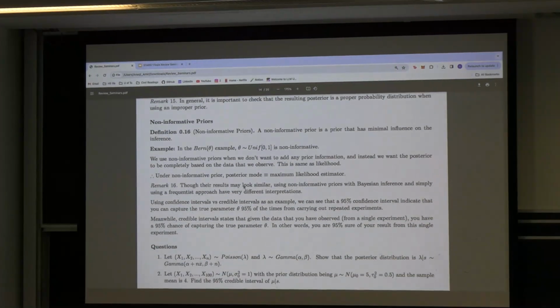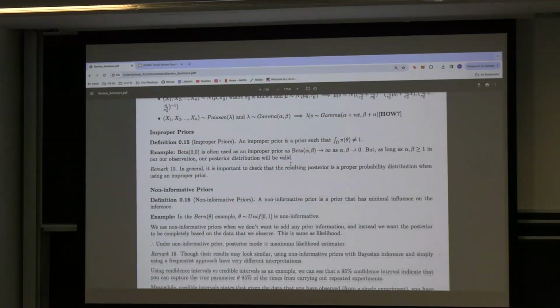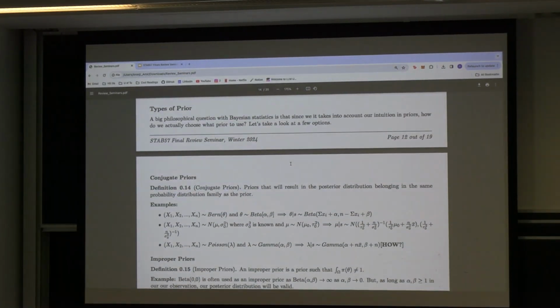And then the final type is a non-informative prior, which is basically a prior that has minimal influence. For example, in our height example, making theta follow a uniform distribution doesn't really tell anything about what we want the posterior to be. It's just something to fit into the model of Bayesian statistics. And as a note, under a non-informative prior, the posterior mode is basically the same as the MLE, but we'll get into more MLE later. So those are the types of priors that can be used in Bayesian statistics.